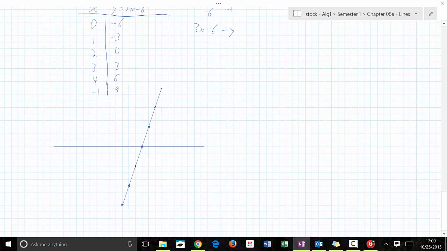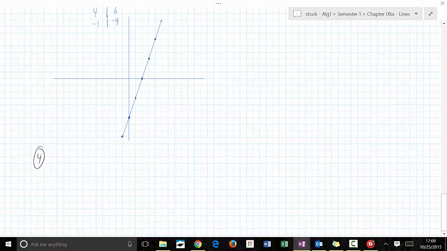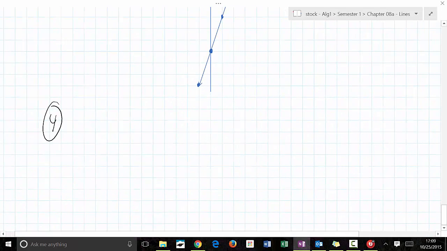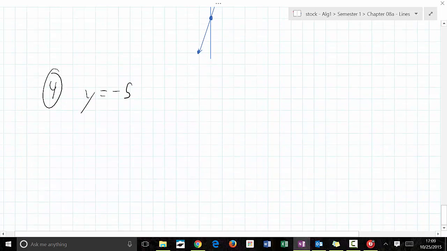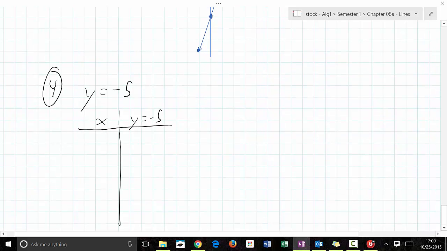Let's make my marker thicker. Okay, let's go to 4. Example 4, let's do y equals negative 5. So this is a little tricky to do by t-chart because there is no x. So how do we get by that? Well, I'm still going to put an x on the left and a y of negative 5. I'm just going to put some ordered pairs down.